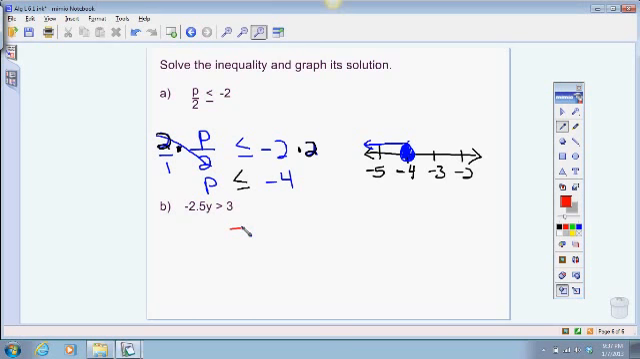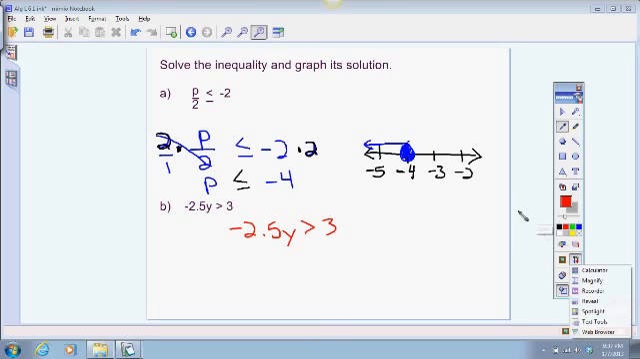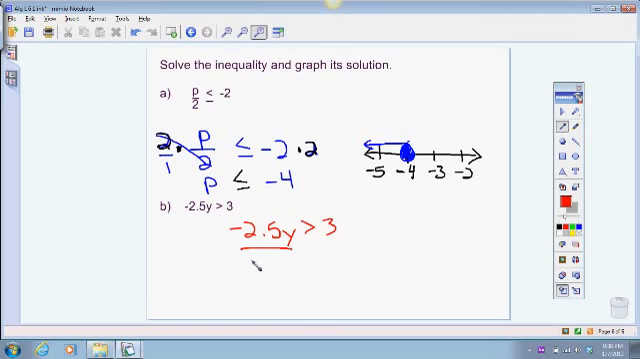We have negative 2.5 times y is greater than 3. Follow your steps for solving an equation. What are we solving for? Y. What do we have to get rid of? Negative 2.5. How do we get rid of it? Since it's multiplication, we do the inverse. We divide. And we know now that we have to divide by a negative 2.5. If we don't divide by a negative 2.5, this doesn't cancel out to become 1.